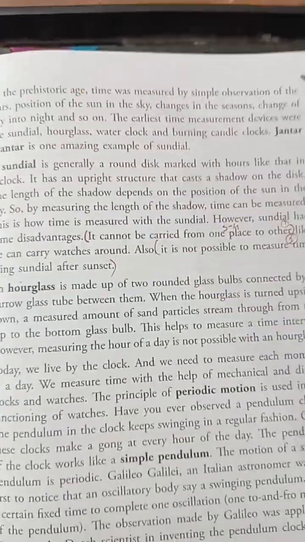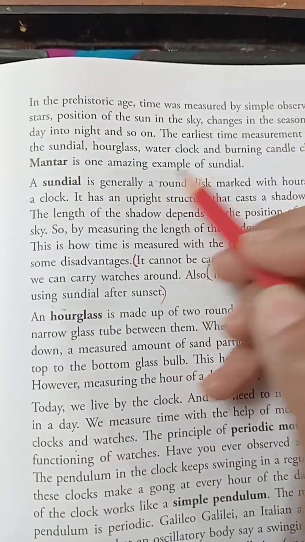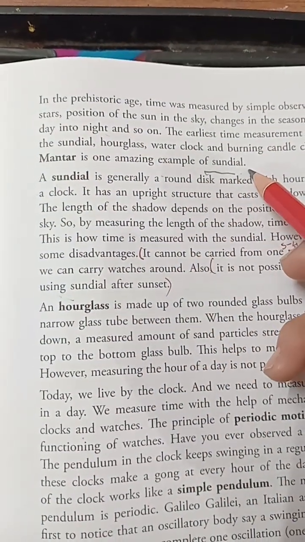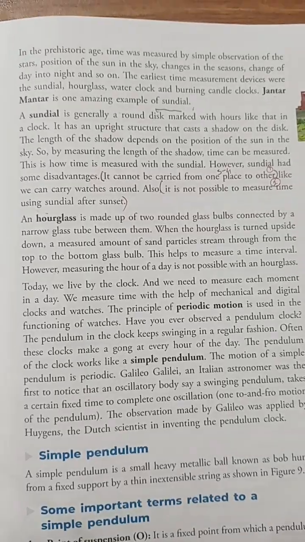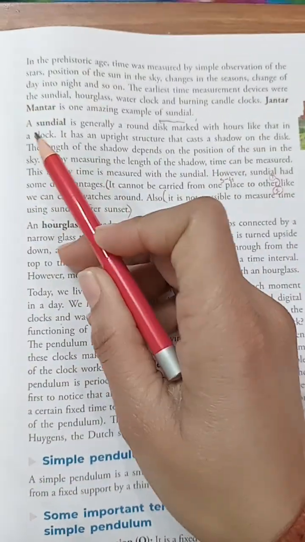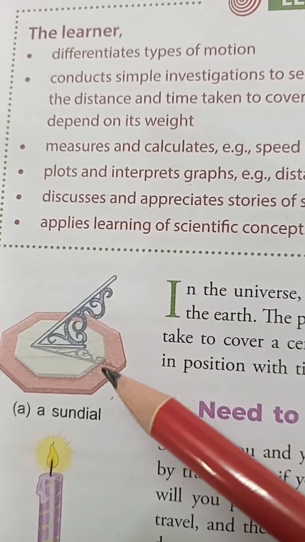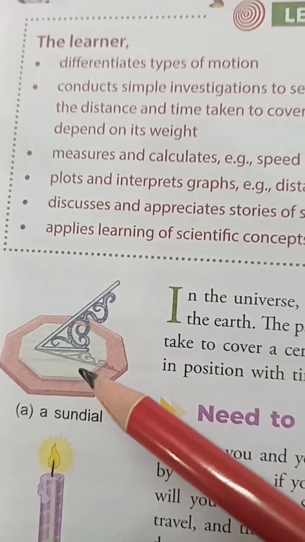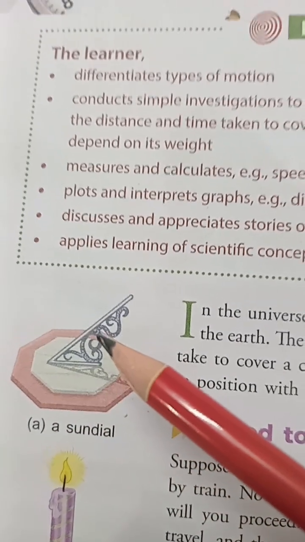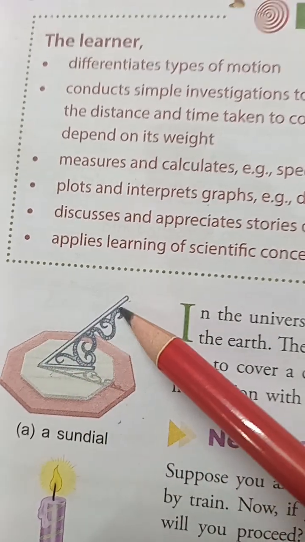So what was the first one? That is Jantar Mantar. It is also an amazing example of a sundial. Now what is a sundial? You should know now what a sundial is. It is a round disc which has marks for the hours, just like in a clock. And there is an upright structure that casts a shadow.